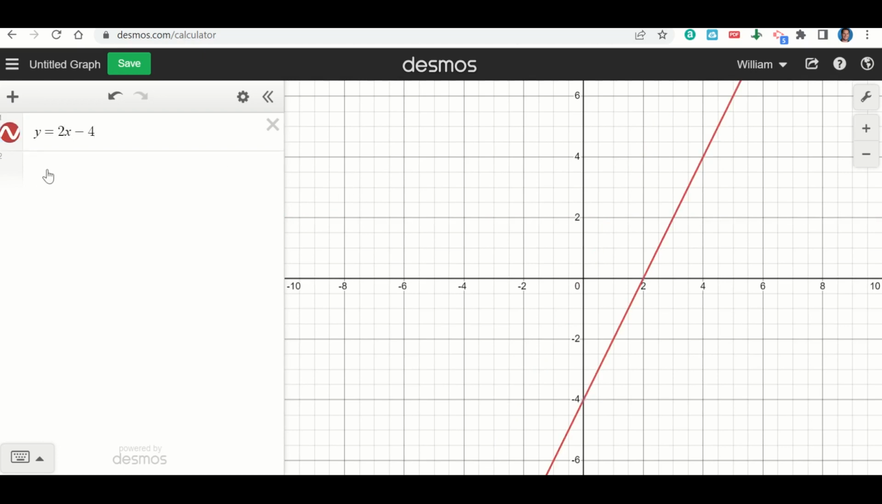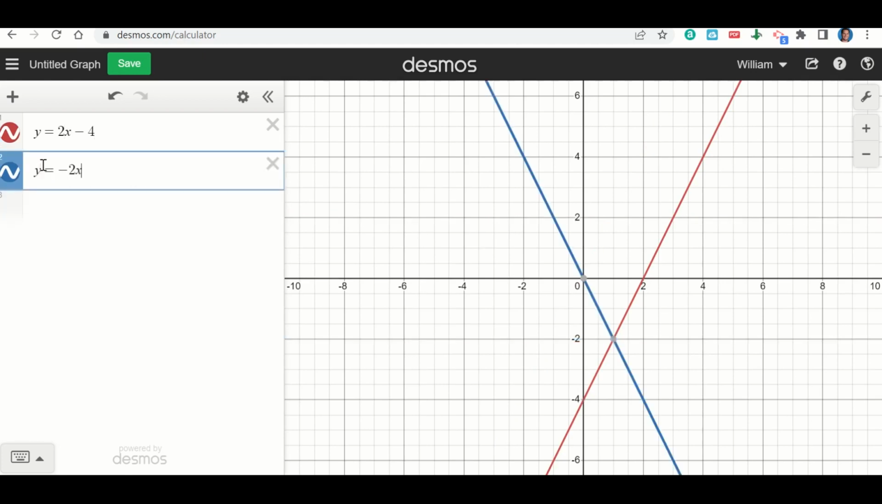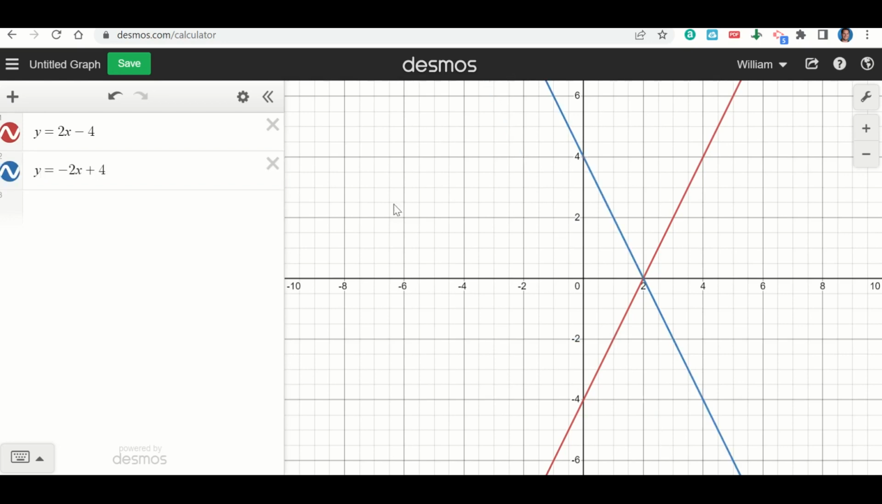Now we're going to type in our second equation. So we're going to go to the line below it. And let's say it's y equals negative 2x plus 4. So there's my 2 lines.